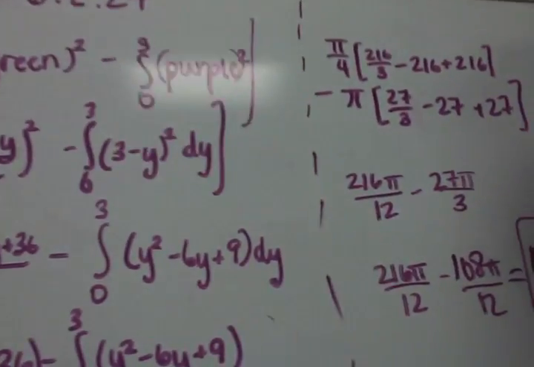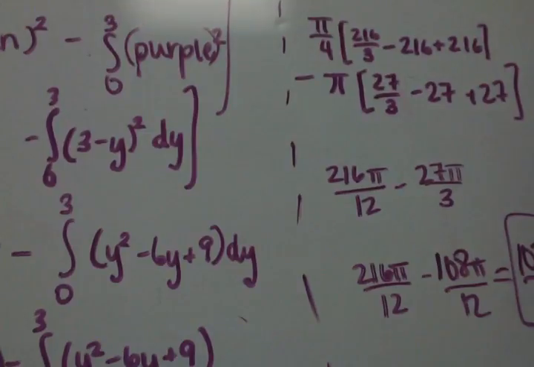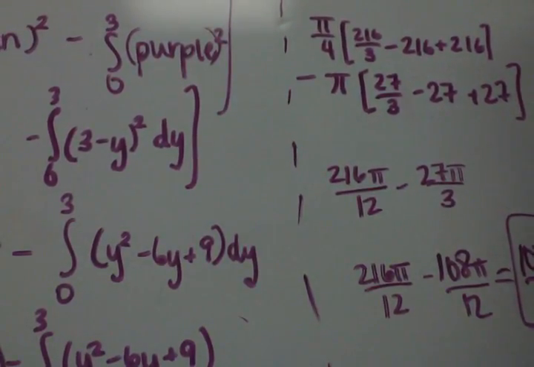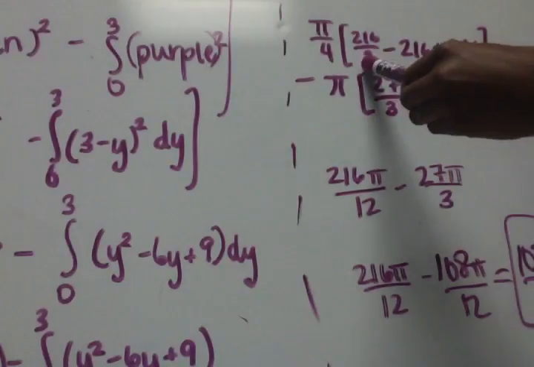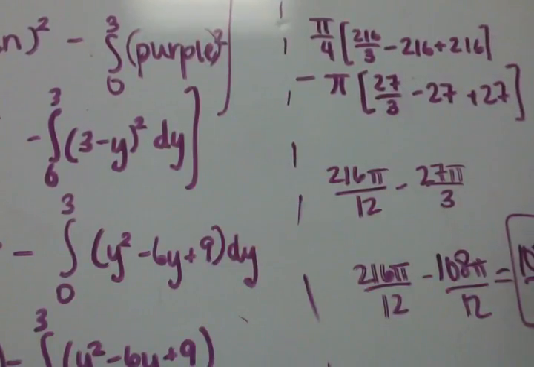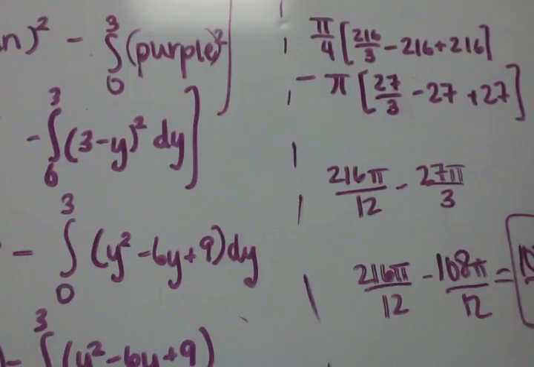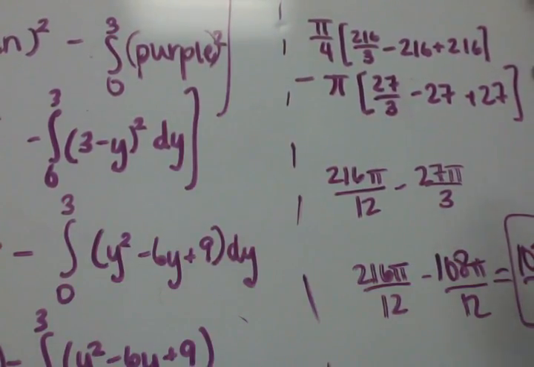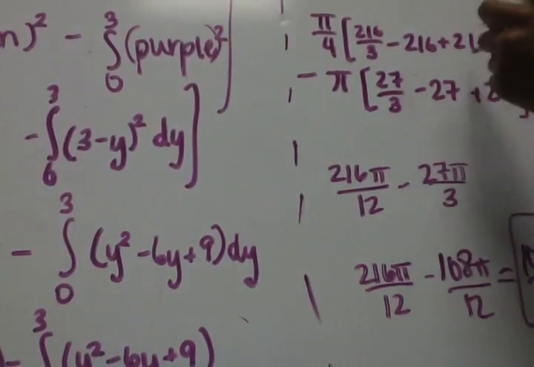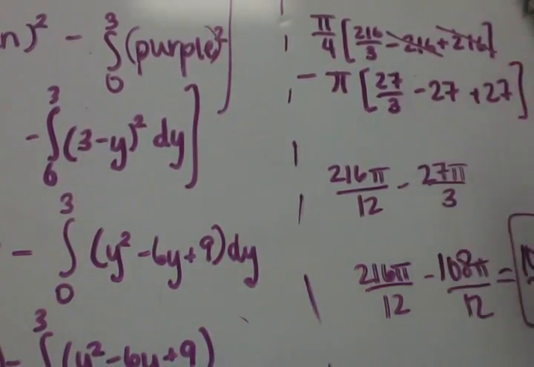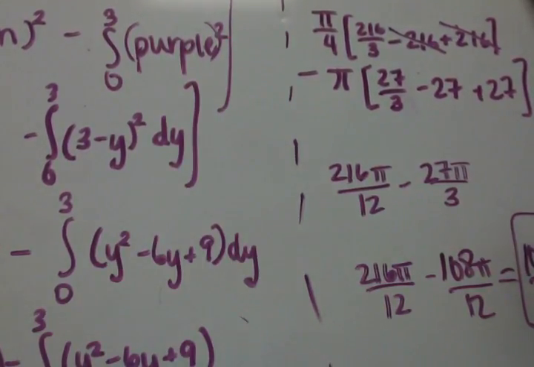After this was completed, I plugged in my numbers, and since you're going to end up with 0 if you plug it into the regular function, I didn't plug those in. So I plugged in 6 in the top function, and I got pi over 4 times 216 minus 216 over 3 minus 216 plus 216. And because you have a positive and a negative 216, these two cross each other out. So you get pi over 4 times 216 over 3.